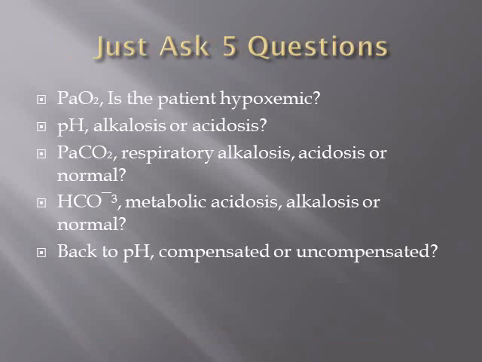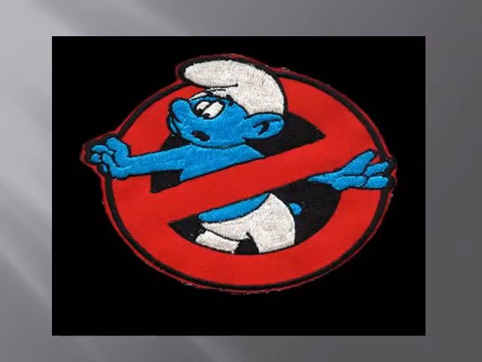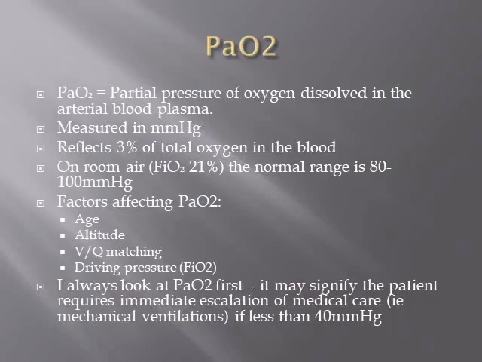So just 5 questions you want to ask yourself when you look at an arterial blood gas. Look at the PaO2 first. Is the patient hypoxemic? Low oxygen will kill you faster than high CO2. Little fun fact for you. So is the pH alkalotic or acidotic? Is the PaCO2 alkalosis, acidosis, or normal? Same thing with the sodium bicarb. So look at the pH again when you have all your other numbers, and is it compensated or not? And we don't allow Smurfs. No one has a blue color where I come from.